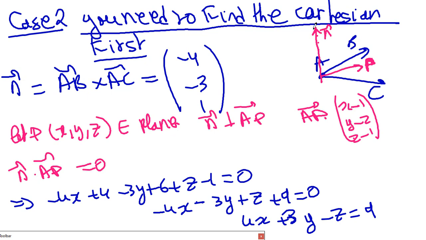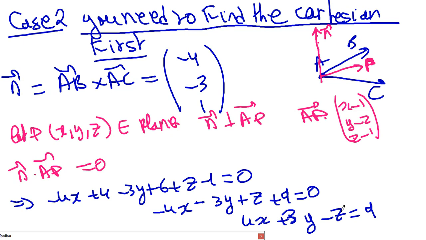So if n is perpendicular to the plane, it means it's perpendicular to all the lines in this plane, and specifically to the vector AP. So it means I can do n dot AP is equal to 0. AP also is a vector from the preceding case. And then you do the dot product, x prime plus y prime plus z prime. So minus 4 times x minus 1 is going to be minus 4x plus 4, minus 3y plus 6, and plus z minus 1 is equal to 0. And then we fix it, you will get the Cartesian equation.